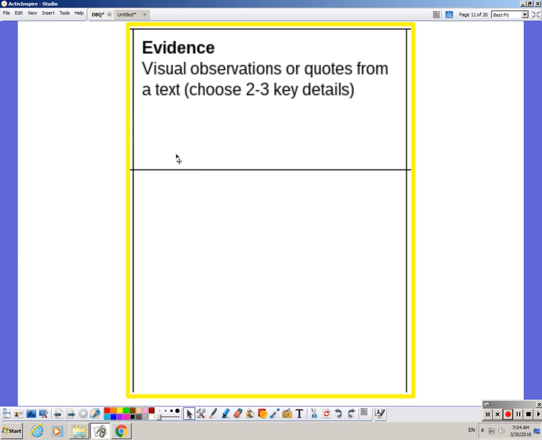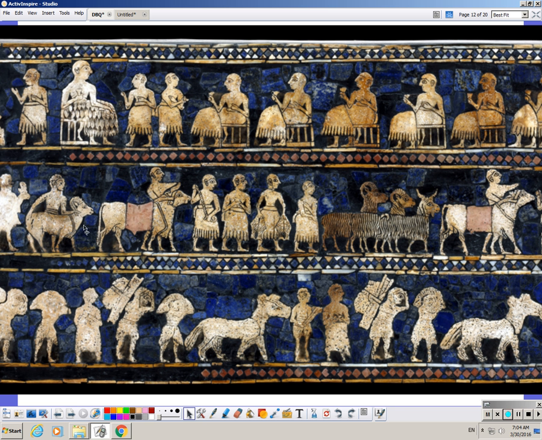Next, I'm going to look for some evidence, and here's where I'm going to list some of my key observations. Now that we've spent some time analyzing these images, what are the key observations that I'm noticing? Or if this is a text source, then write down a couple of key details, which would probably be quotes. A couple of key quotes from this text. In this case, with the visual, going back to the visual, I'm thinking about, we made some observations as a class about the relative size of people and what that tells us, perhaps about their social status.